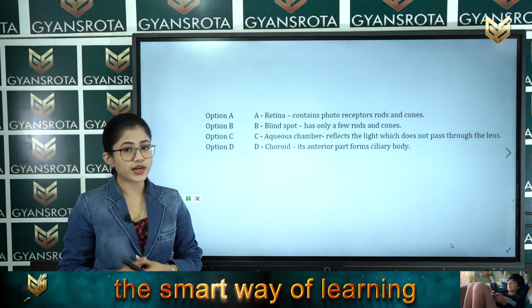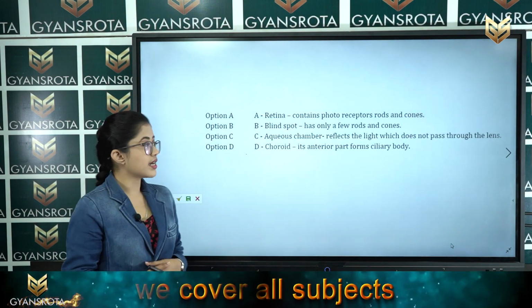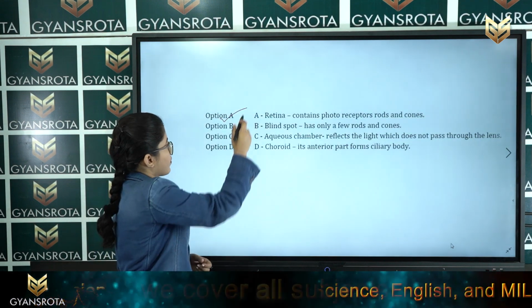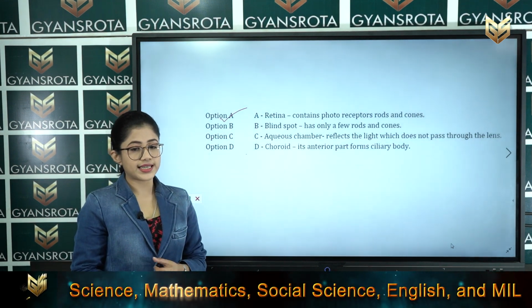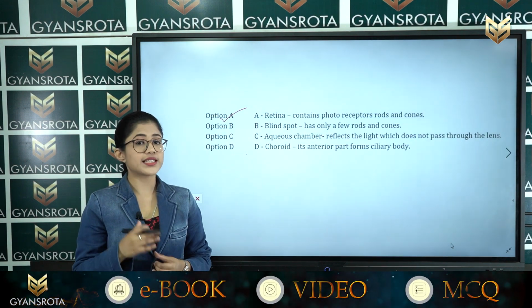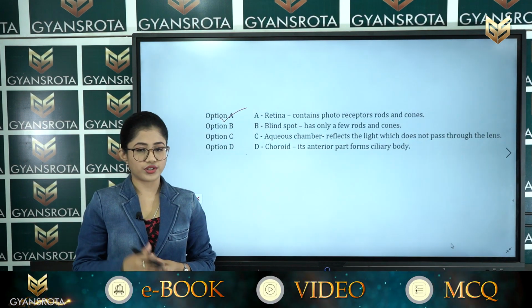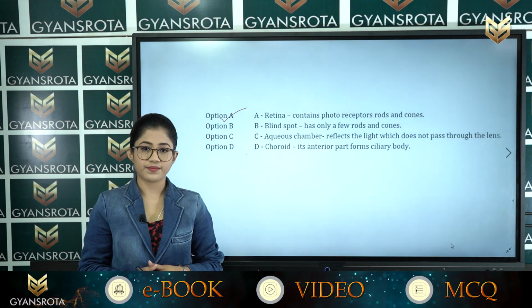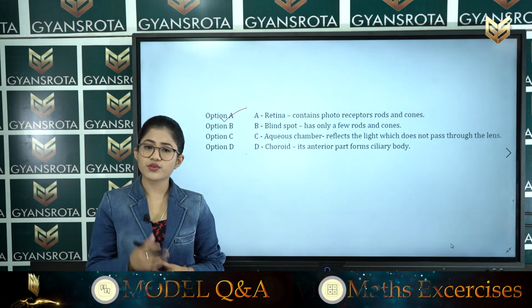So, what is the correct one? The correct answer is option number A. That is, the part A is the retina and the function of retina is it contains the photoreceptors, rods and cones. So, that is the correct answer. Now, let's move on to the next question.